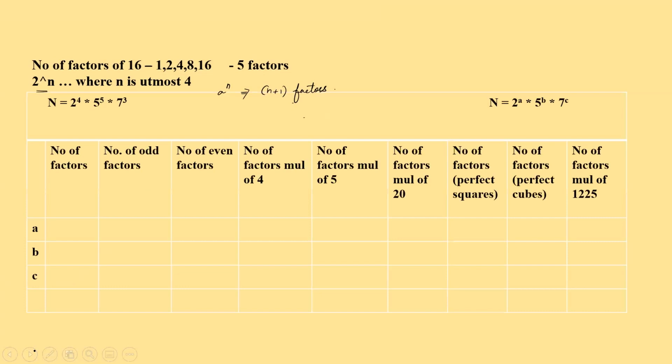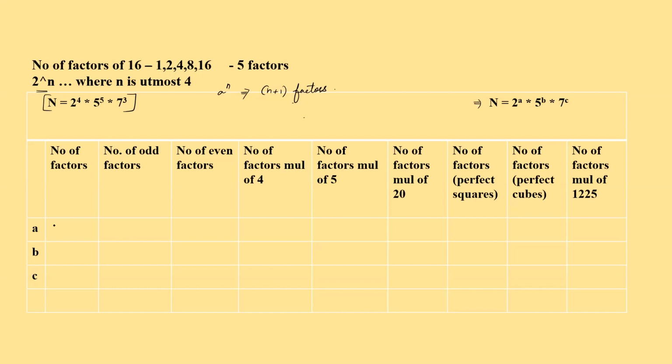That's it. Now what if the number is more complex? What if it is not only the format a power n, but a power n into b power m into c power z and so on? So what do we do with those kinds of numbers? Let's have a look. I've taken an example number, 2 to the power 4 into 5 to the power 5 into 7 to the power 3. Just for convenience, I have written the same number in the format 2 power a into 5 power b into 7 power c, so we'll figure out the values of a, b, c separately.